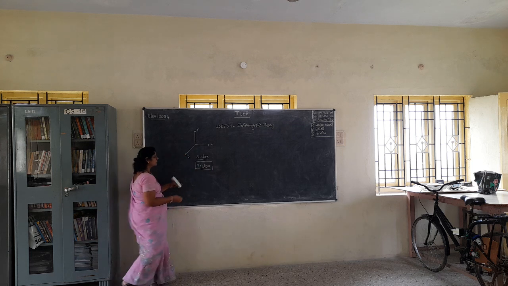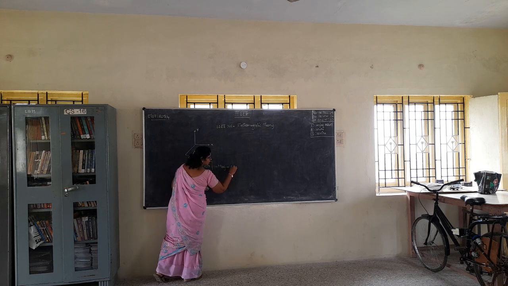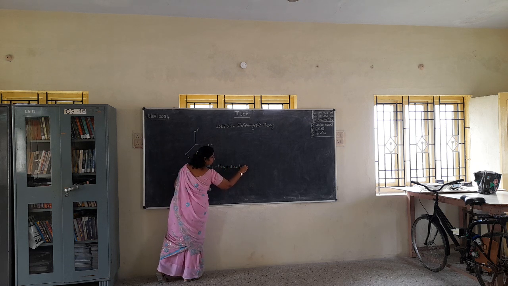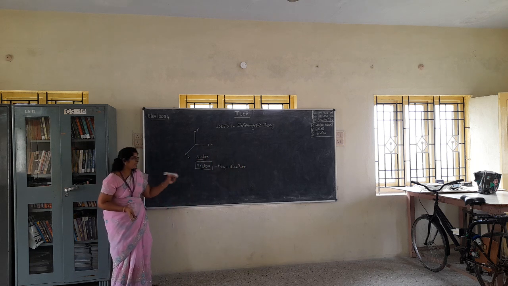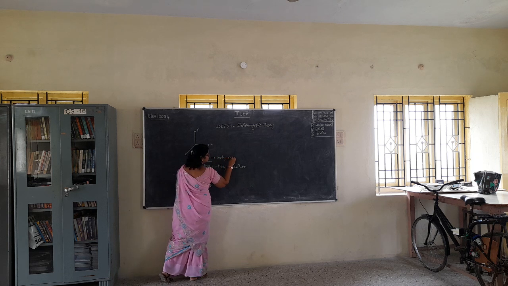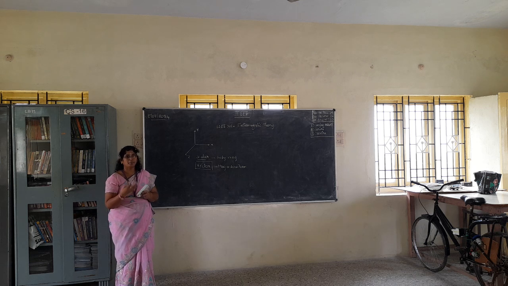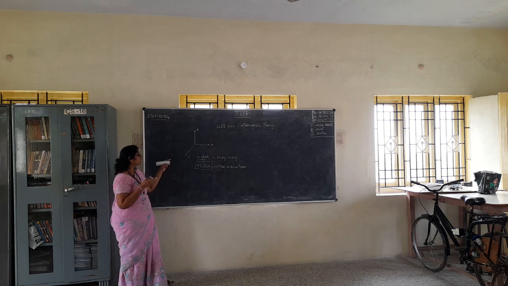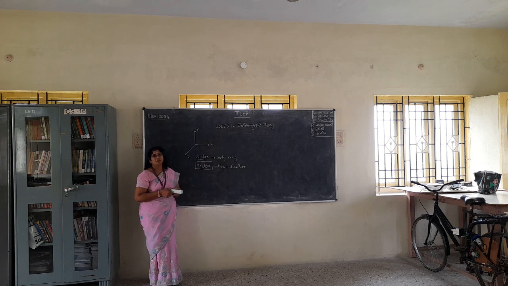That means it should consist of both magnitude plus direction. So scalar is only magnitude, no directions. Vector is magnitude plus directions. So when you go for this, it comes under vector algebra. In vector algebra, what are the main components we will be studying?